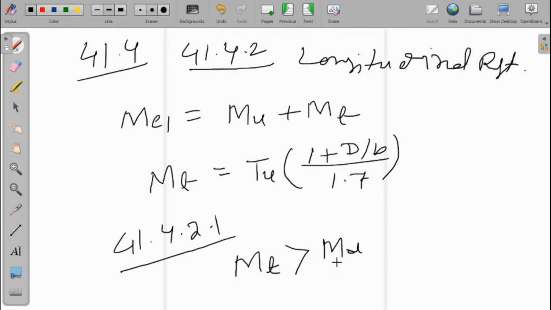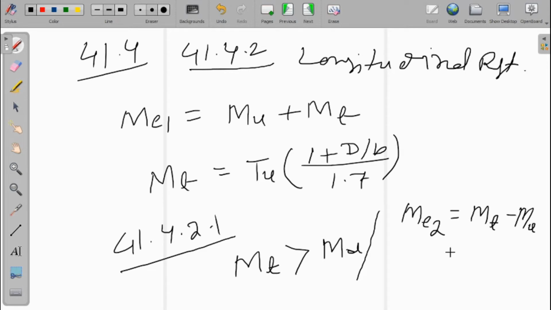What it is saying is that if Mt is greater than Mu, you have to provide the compression reinforcement also, on the face such that the beam can also withstand an equivalent moment Me2. For which moment? That is for Me2 equal to Mt minus Mu. It is similar to the earlier case, whatever we have discussed in the case of plain bending without considering the torsional moment, that if the Mu design moment is more than Mu limit, then we calculate Mu2 and we provide compression reinforcement. Here also the similar thing, that when this Mt is greater than Mu, then we have to calculate the moment Mt minus Mu, and for this moment we have to provide the compression reinforcement.